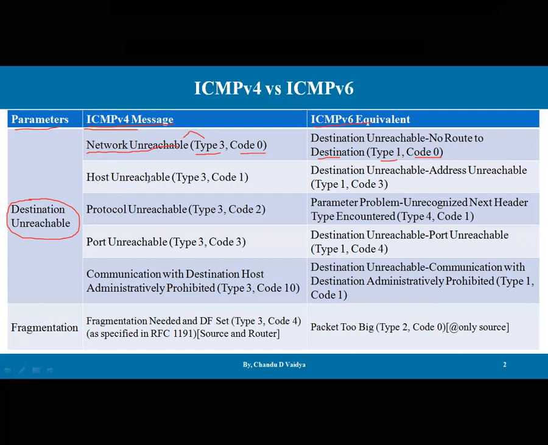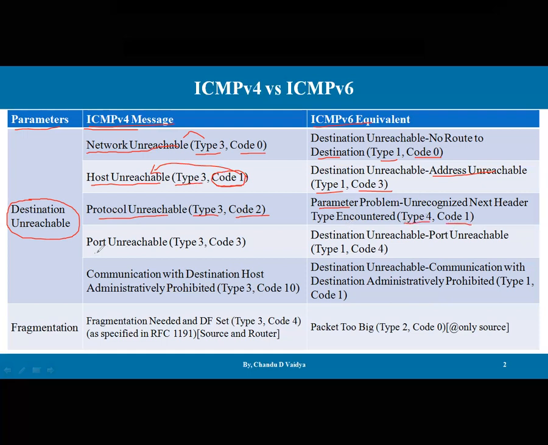Then host unreachable, meaning that computer, laptop or any device is not reachable. That is type 3 and code 1. So whenever code 1 is available in a packet, you can say the host is unreachable. In version 6, destination unreachable, address unreachable, has type 1 and code 3, which is equivalent. Then protocol unreachable, meaning the protocol has not been set or configured: type is 3 and the code is 2. Here the parameter problem, unrecognized next header type encountered, is type 4 and code 1.